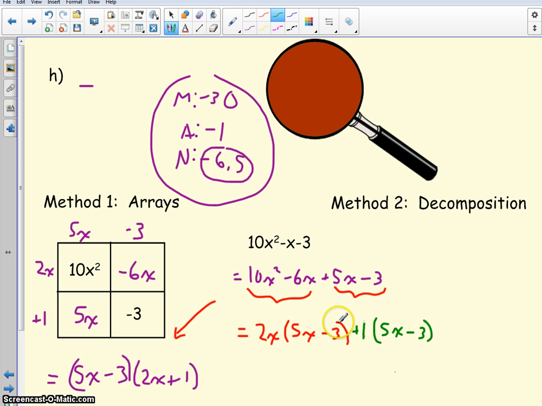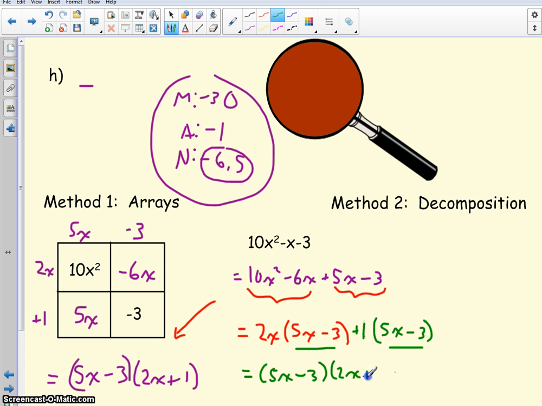Okay? And now you can tell I've grouped these correctly because what I have here is the same. So now my common factor between 2x, 5x minus 3, and 1, 5x minus 3, is that bracket 5x minus 3. So it factors into 5x minus 3. Then what's left over is 2x plus 1.